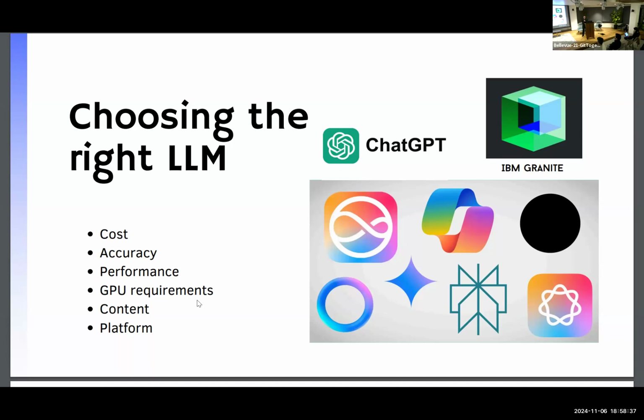And then what is the content? Does the content in that model have toxic content in it? Does it have copyright content in there? And then finally, what platforms are you going to be running this thing on? On the cloud, on-prem, or what's really popular right now, hybrid models.